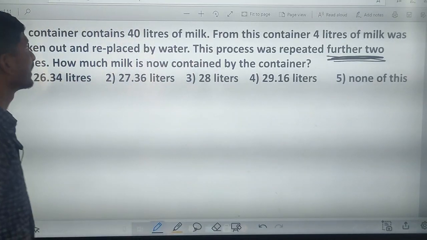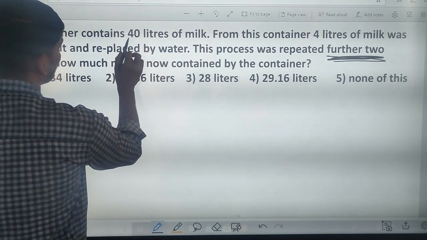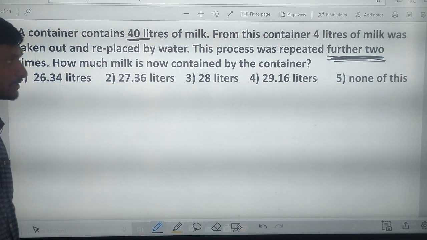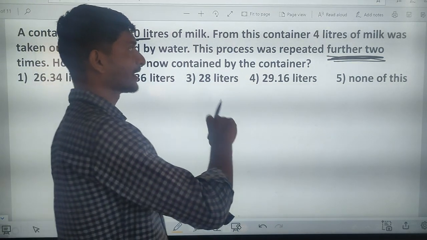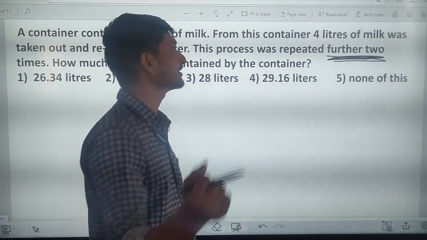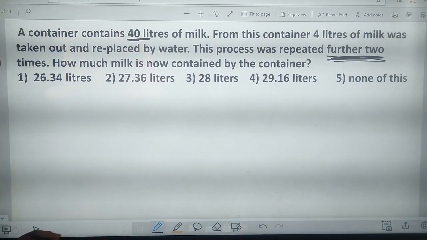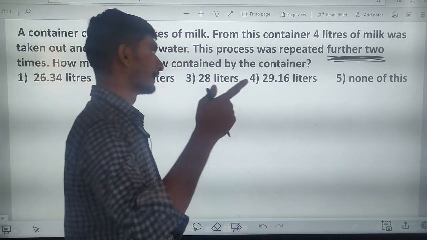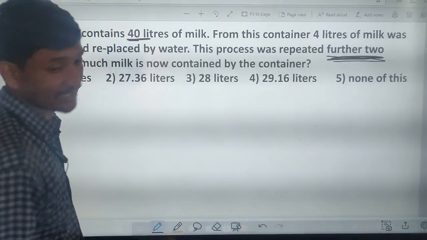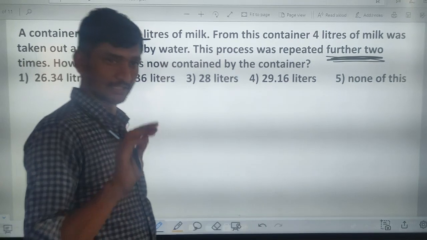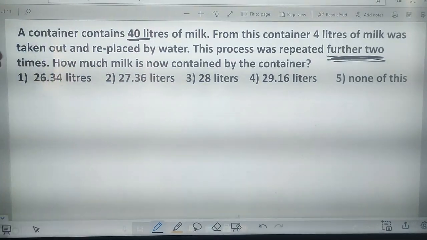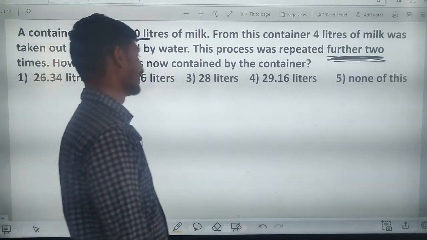A container contains 40 liters of milk. Initial quantity of milk is 40 liters. From this container 4 liters of milk is taken out and replaced by water. This process is repeated further 2 times. That is, this process is done 3 times. How much milk is now contained by the container?